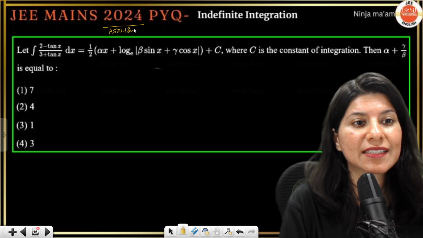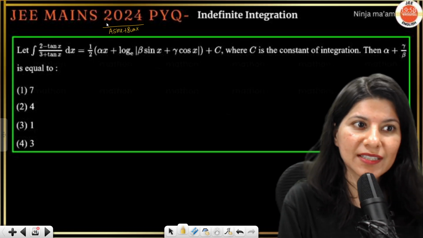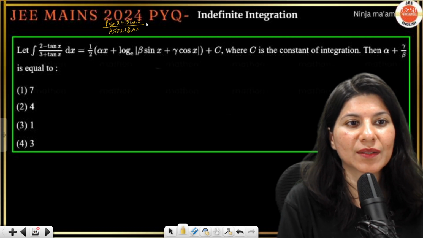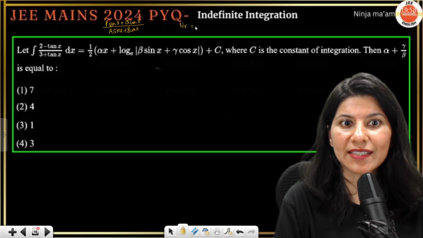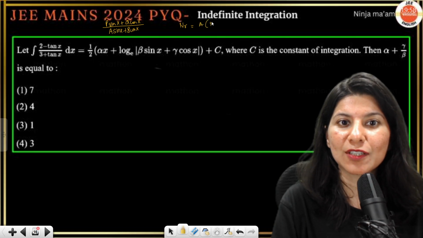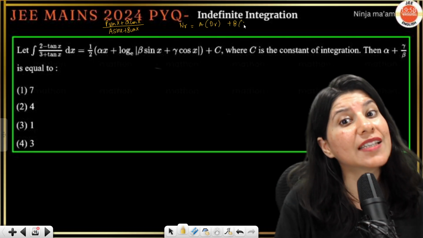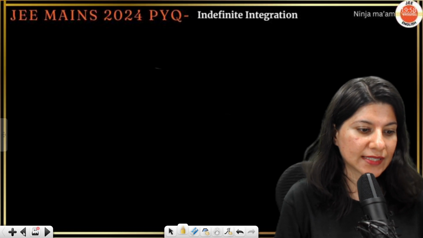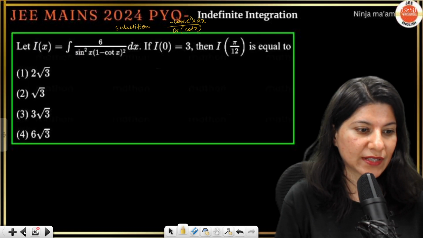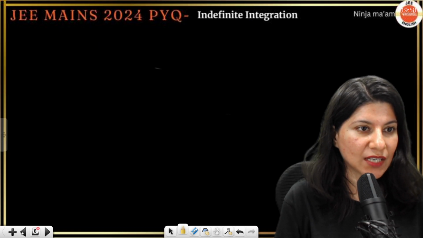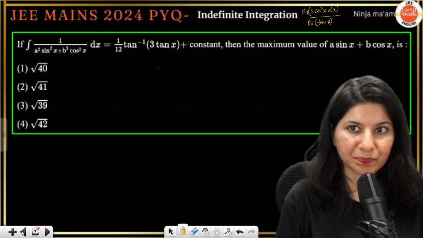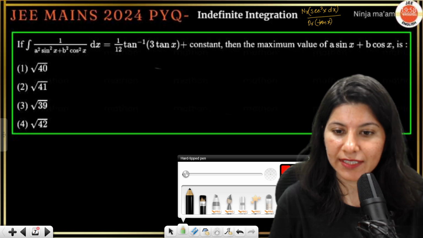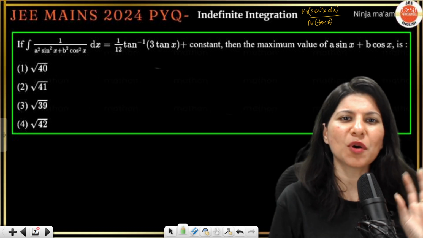plus b cos x, and the numerator is p sin x plus q cos x. The numerator in this can be written as a times the denominator plus b times the derivative of the denominator. That's how it is done. I guess all 5 questions are there. We'll start with this question. The first question is a little bit lengthier, so let's start with this small question first.